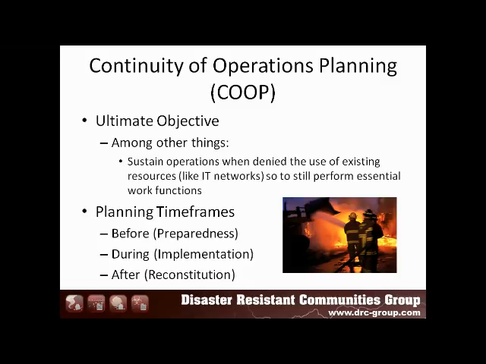The ultimate objective of COOP, Continuity of Operations Planning, is to sustain operations when denied the use of existing resources like information technology or communications networks, so to still perform essential work functions. Before a disaster, that might mean assessing, developing, training, and exercising a plan that can be enacted should an outage occur. During a disaster, activation, notification, protective actions, and/or execution of the plan developed and rehearsed previously.